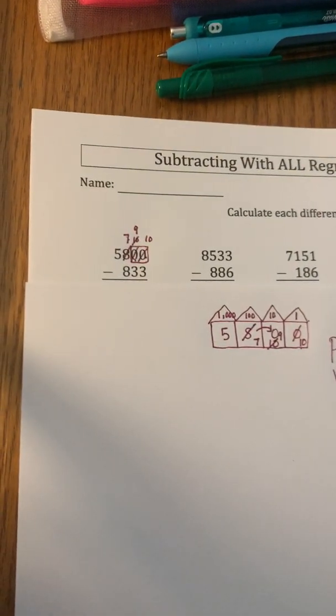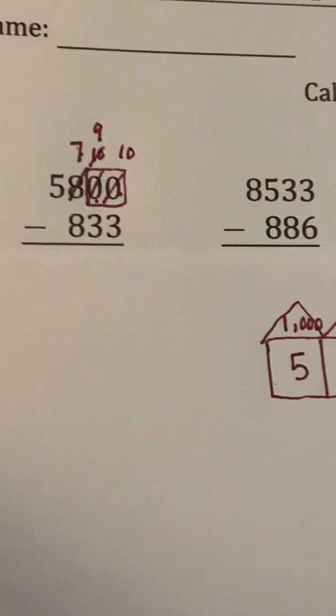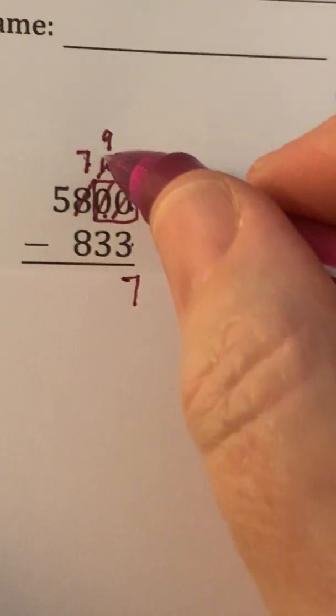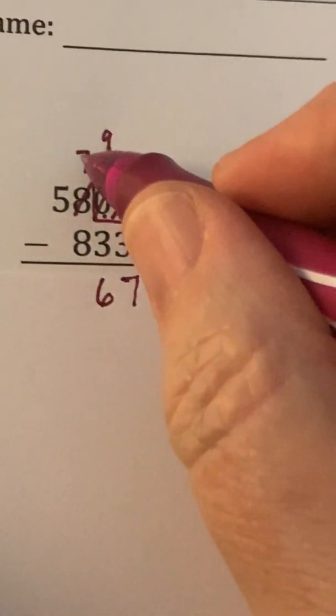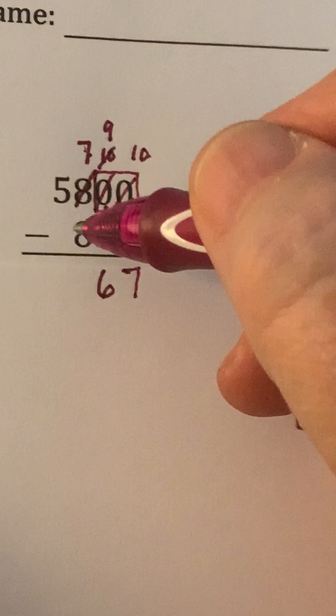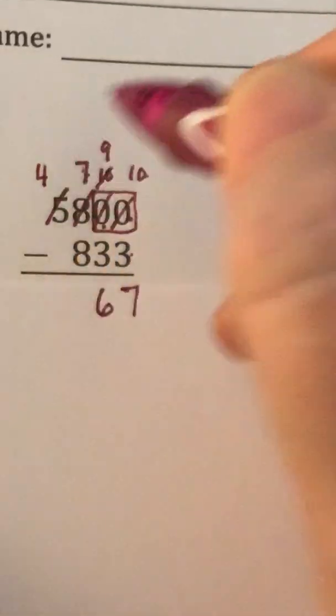And now, if you look closely, let me see if I can zoom in. Can you see that? Now we can do it. 10 minus 3, 7. 9 minus 3, 6. 7 minus 8. Oh, I can't do that. You can't take 8 away from 7. So I need to go over here and make that one smaller.